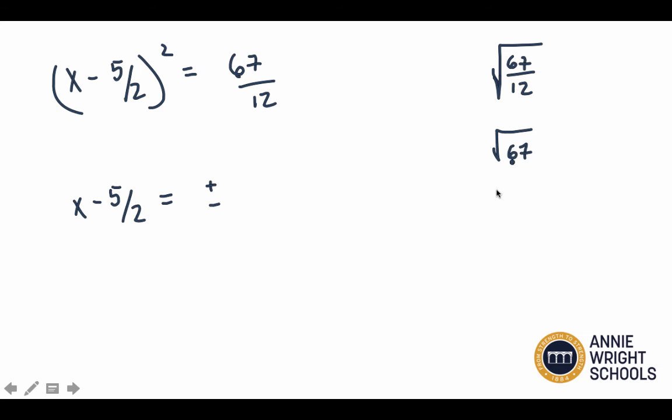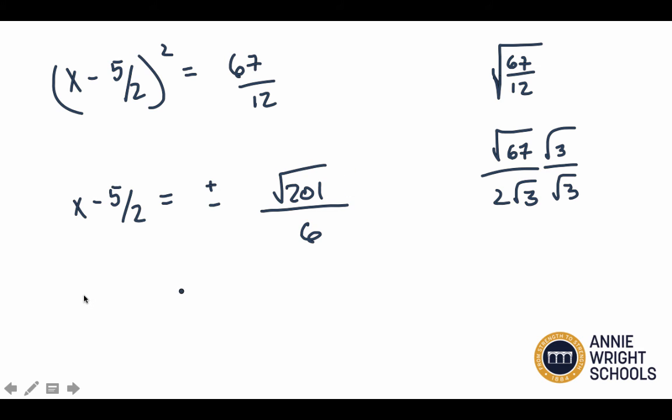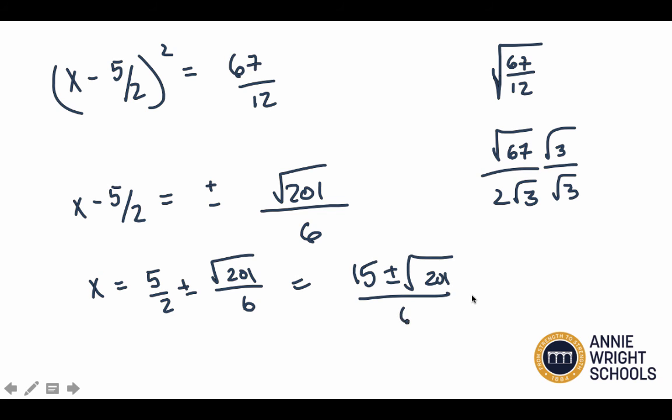That's the square root of 67 divided by 2 root 3. So that's multiplied by root 3 over root 3. So I get this nice rational denominator. 2 times root 3 is 6, and 67 times the square root of 3 is the square root of 201. Good. Now I add 5 halves to both sides, and I get x is 5 halves plus or minus the square root of 201 over 6. Or, if I wanted, I could say 15 plus or minus the square root of 201 over 6.